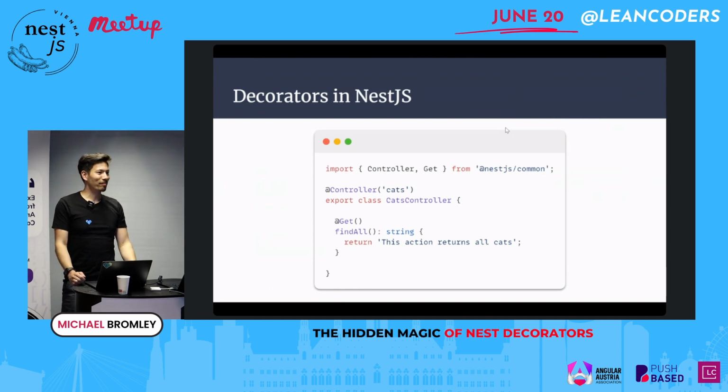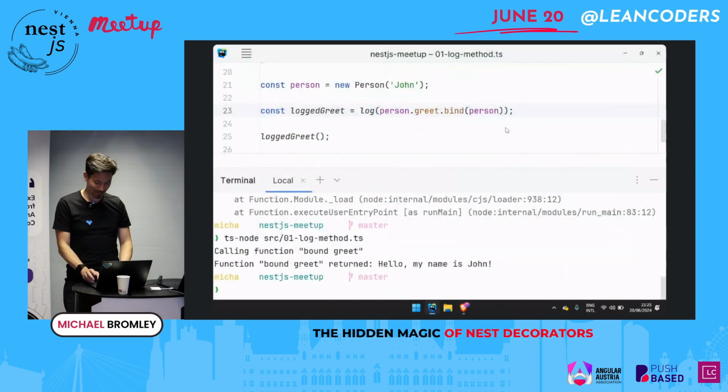What are they doing? How do they work? It's kind of magical, you know? In the docs, it doesn't really go into what's happening. It just says, you just do this. So I thought it would be interesting to implement a controller and a get decorator and just have a look at how it could work behind the scenes. So let's take a look.